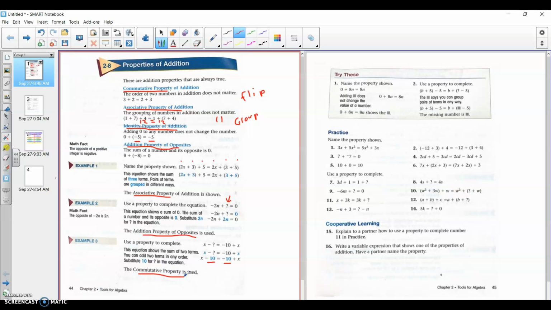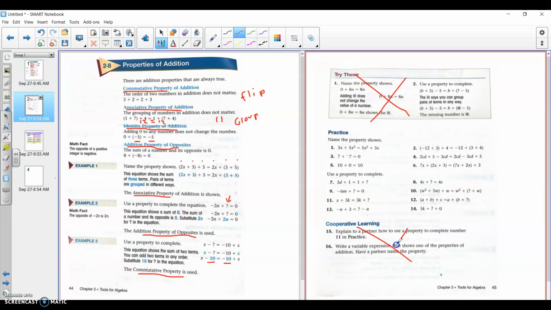You'll have to pay attention to that type of situation occurring in your bookwork, which on page 45, you are not going to do the top and you are not doing the bottom two problems. You are strictly doing 1 through 14. And again, 1 through 6, you're going to name the property. And in 7 through 14, you're going to use the property to complete. But all you're doing is finding what will go in for the question mark. What's missing? Okay, so you'll have to kind of pay attention.